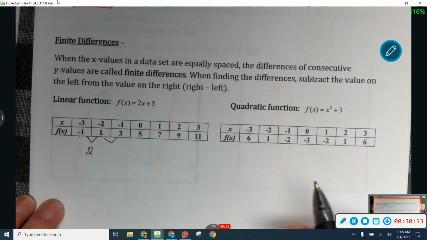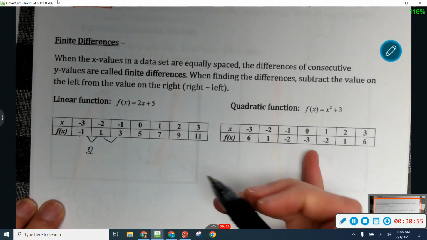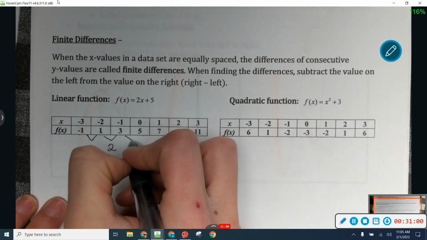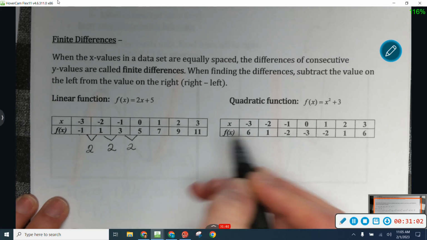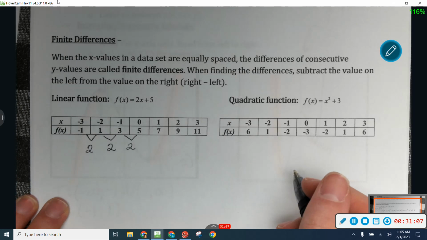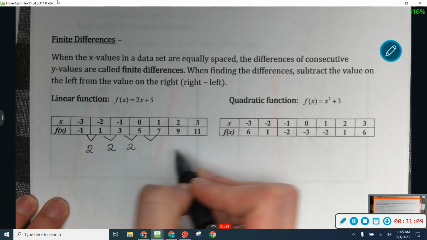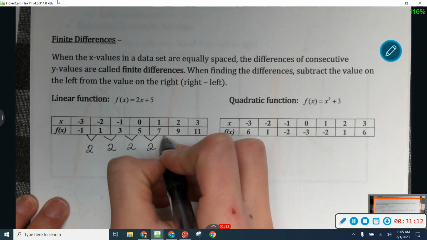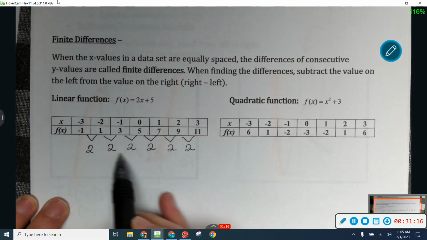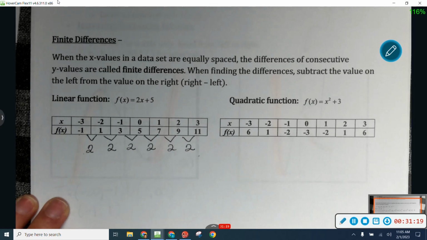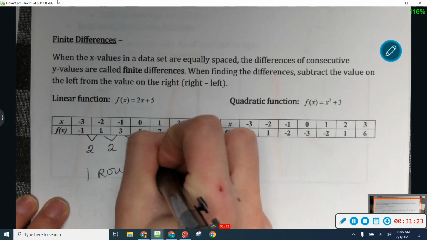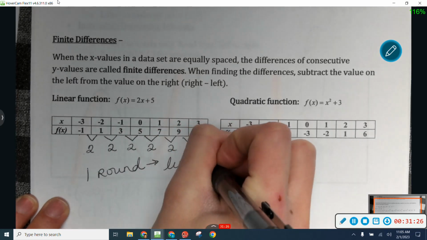So you're seeing, what are you doing each time with your y's? When I jump 1 to 3, I'm jumping 2. If I jump 3 to 5, I'm jumping 2. I shouldn't say jumping. Technically and mathematically, that's not correct. I'm adding 2. Okay? 5 to 7, I am adding 2. 7 and 9, adding 2. 9 and 11, adding 2. Notice that they're all the same. And I did one round. So one round makes it linear because it would be a first degree.